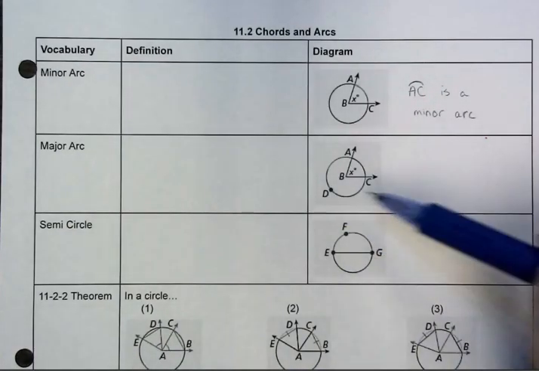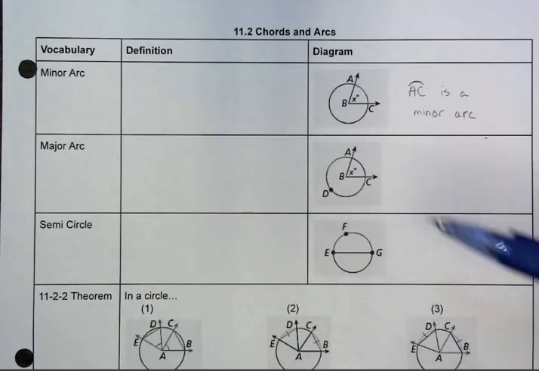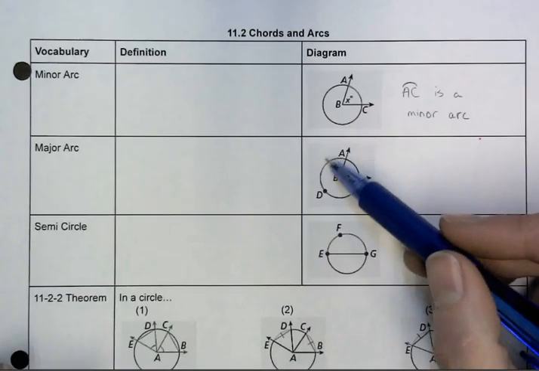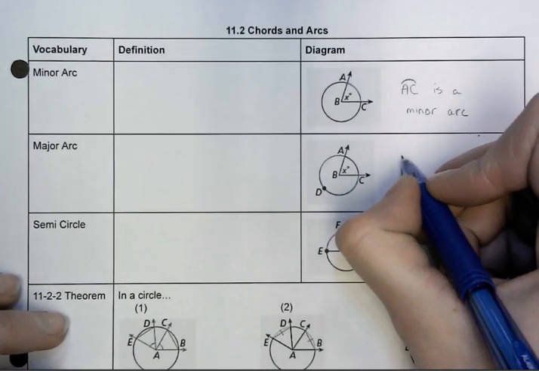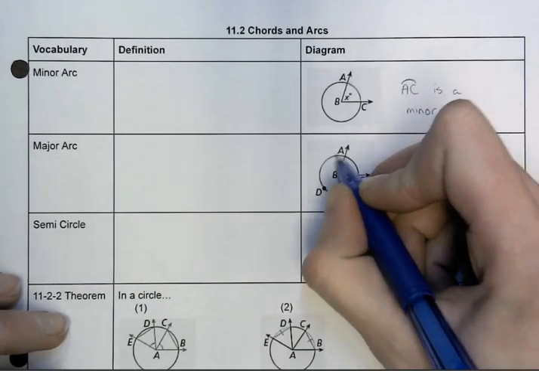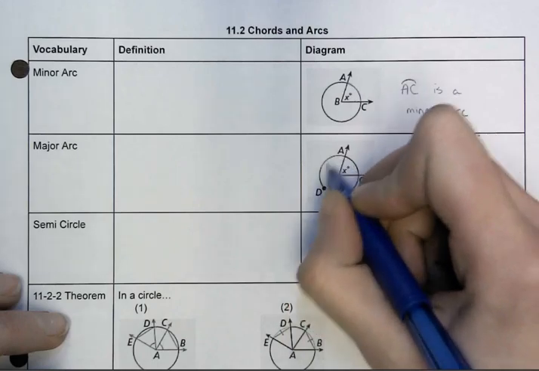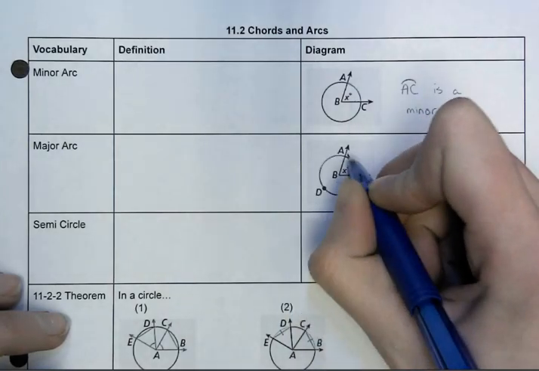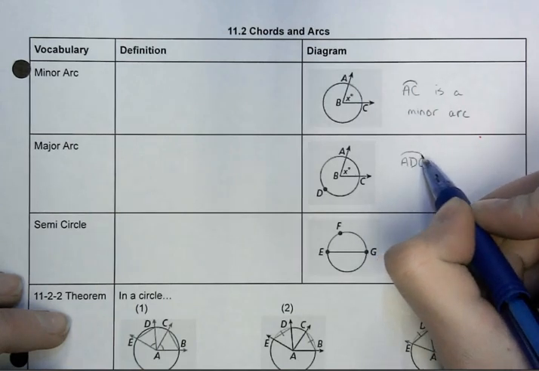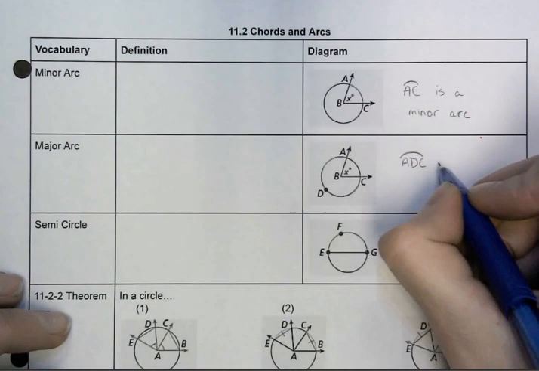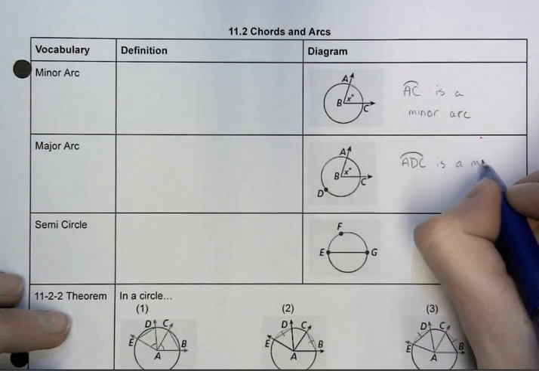For major arcs, which is this next one, we use three letters to show that it's going the long way around. So a major arc, as you can probably guess, is an arc that's bigger than half the circle, or the angle is larger than 180 degrees. So in this case, the notation would be arc ADC. We use three letters to show it's going to be this way around versus the short arc right here. So arc ADC, three letters with an arc symbol over it. And this is a major arc.